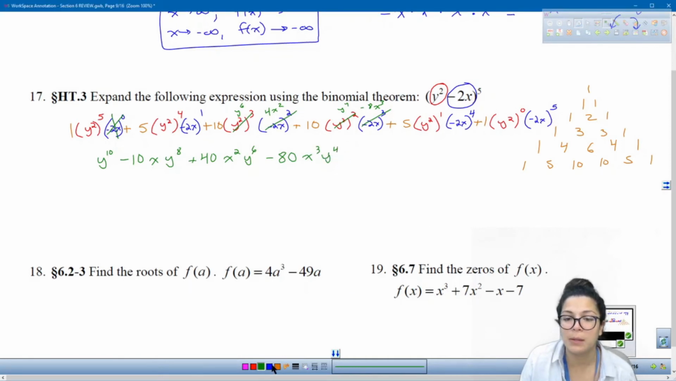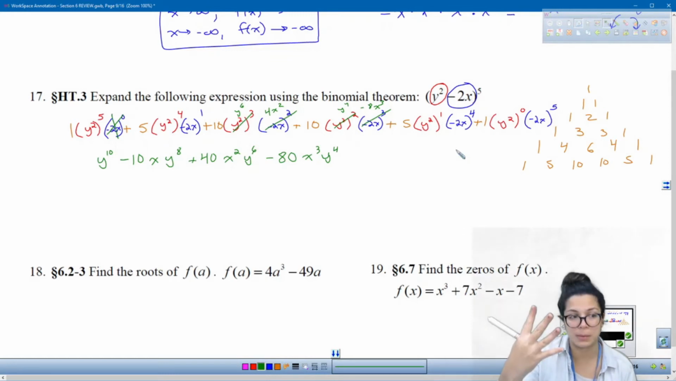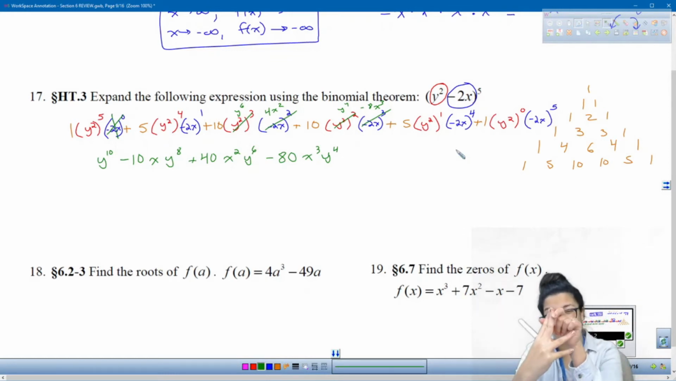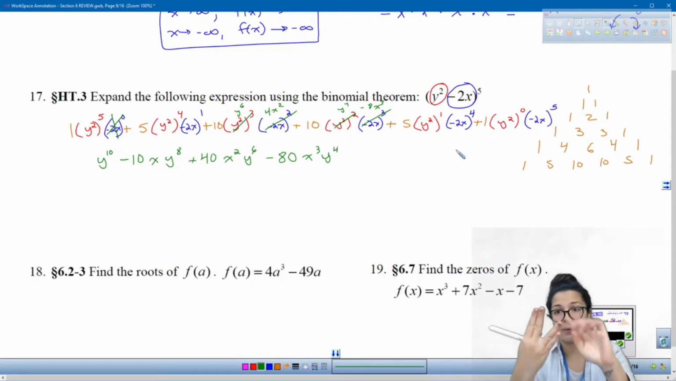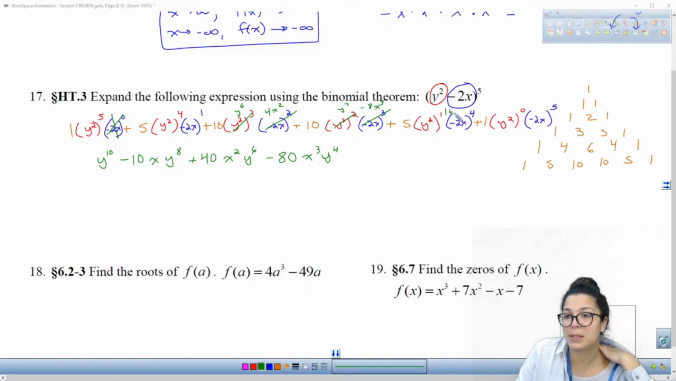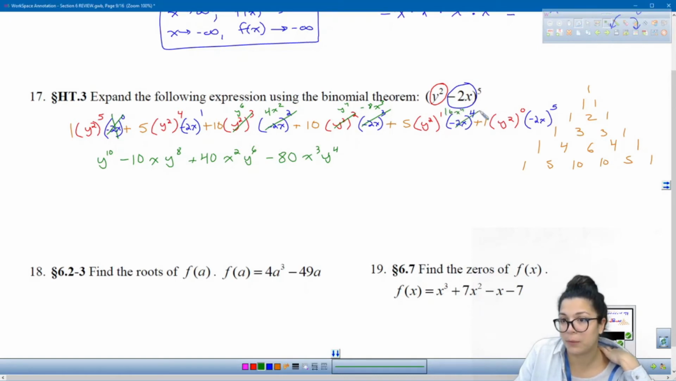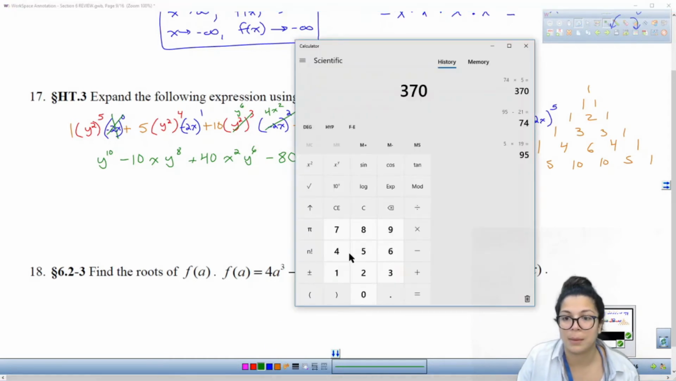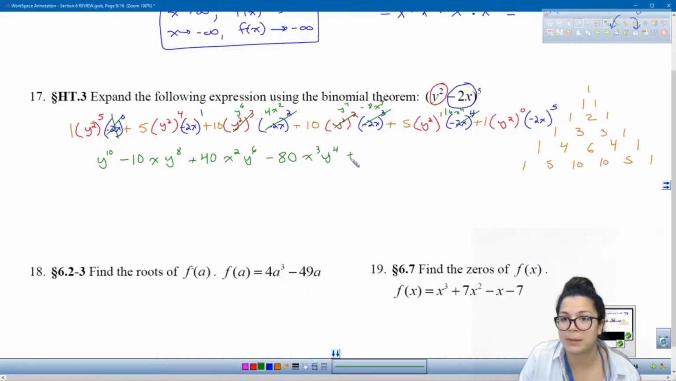Okay, next one, we have negative 2 to the power of 4, which would be negative 2 times negative 2 times negative 2 times negative 2. Negative 2 times negative 2 is 4. Negative 2 times negative 2 is 4. 4 times 4 is 16. Positive 16, and then x to the power 4 is x to the power 4. y squared to the power 1 would just be y to the power 2. 16 times 5 is, I'm going to be lazy a little bit, 16 times 5 is 80. So that's positive 80, x to the power of 4, y to the power of 2.